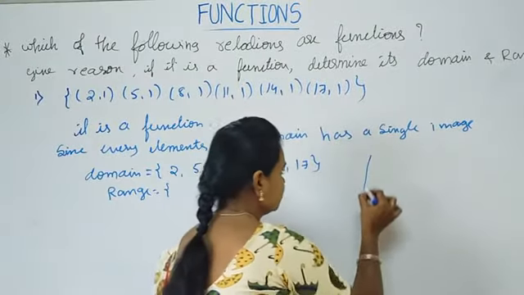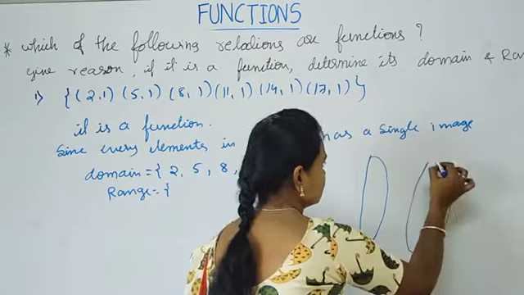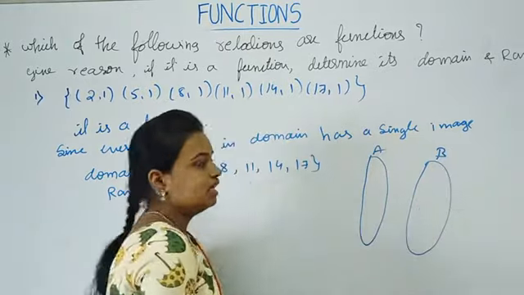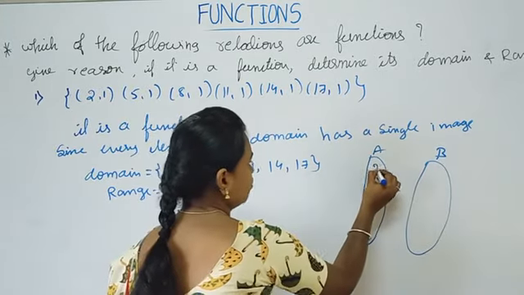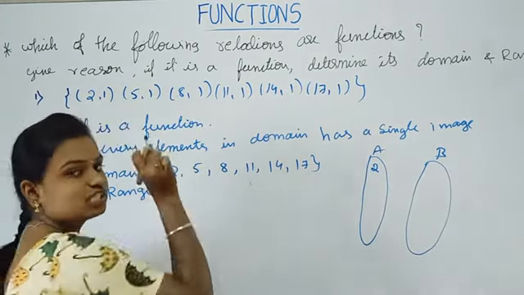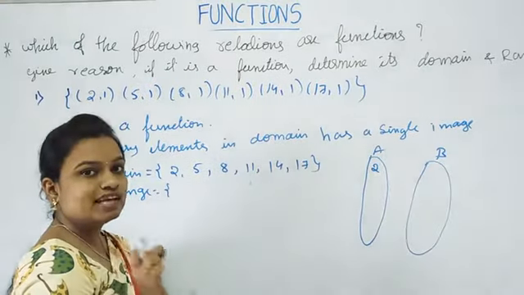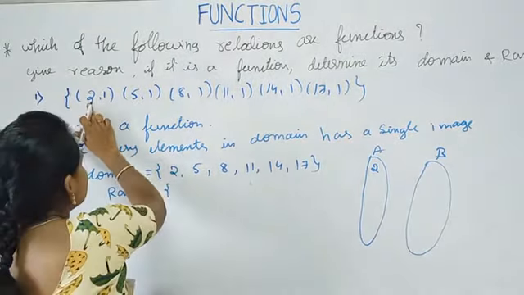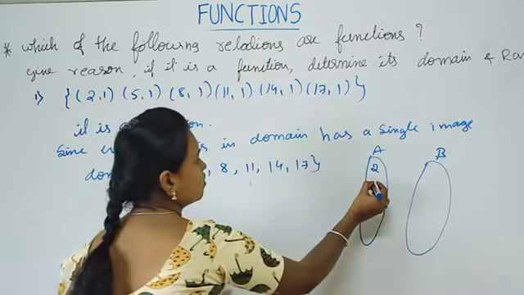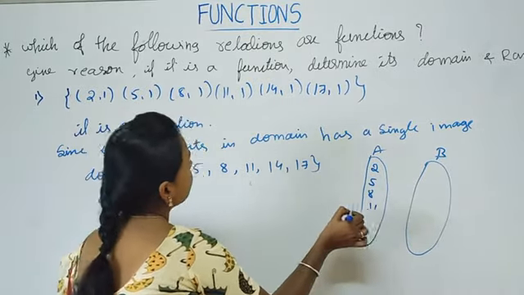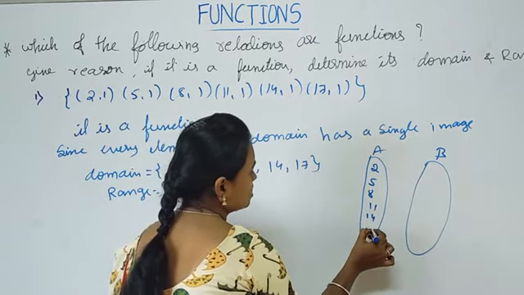So it looks like this. For example, take this A, B. So here we have the domain. First elements are the elements of the domain. Second elements of the ordered pairs are the elements of the codomain. So what are the elements of the domain? 2, 5, 8, 11, 14 and 17.